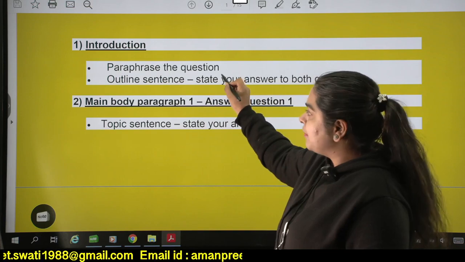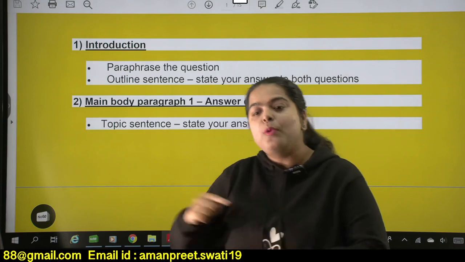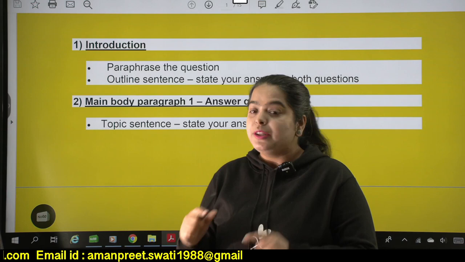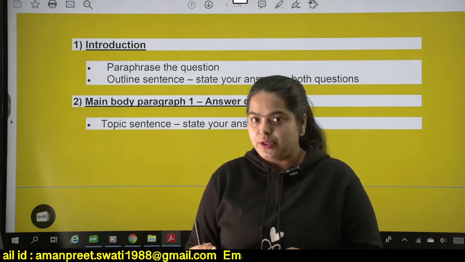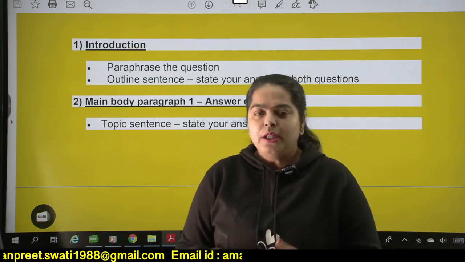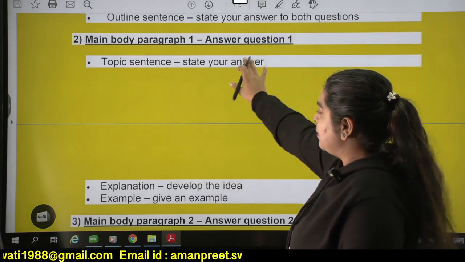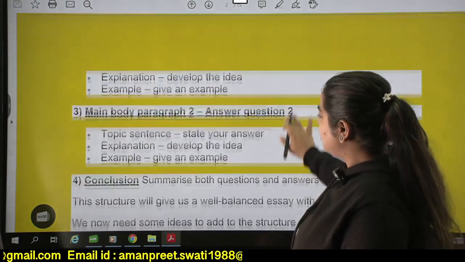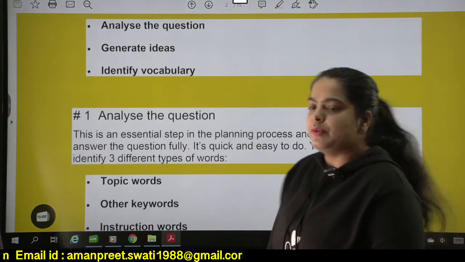You will have to paraphrase the question and outline the sentence. That means you will have to give an answer to both the questions. For example, in the given situation there were two questions. One was linked with the preservation of the natural resources, and the other one was linked with whether there are any alternatives to these fossil fuels or not. Then there will be a body paragraph, topic sentence, and explanation. We'll come back to this, but first of all, what is the right technique to answer this particular category?